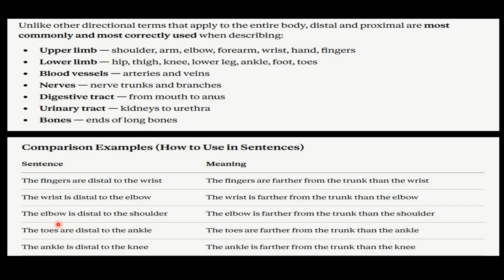Third example, the elbow is distal. So now in this case, the elbow becomes distal because it is not closest to the trunk. Here the shoulder is closest to the trunk. Okay. Likewise, the toes are distal to the ankle, the ankle is distal to the knee. So this is how you can use it in order to compare the body parts in a simple sentence.